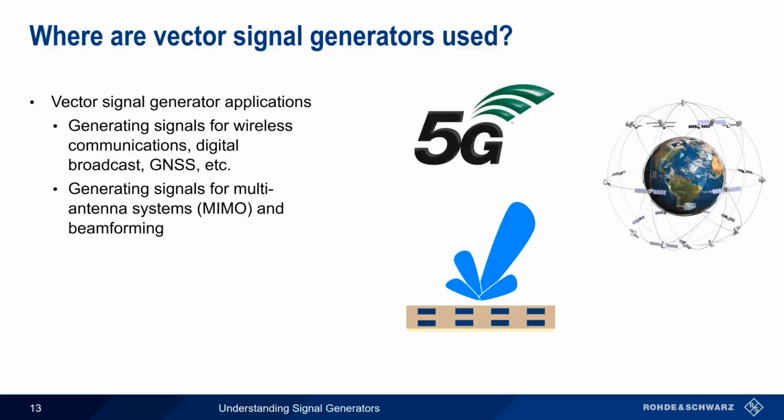And as we'll discuss later in this presentation, one of the advantages of vector signal generators is their ability to simulate signal impairments, such as noise, interferers, fading, etc. This is particularly important when testing receivers under real-world conditions.